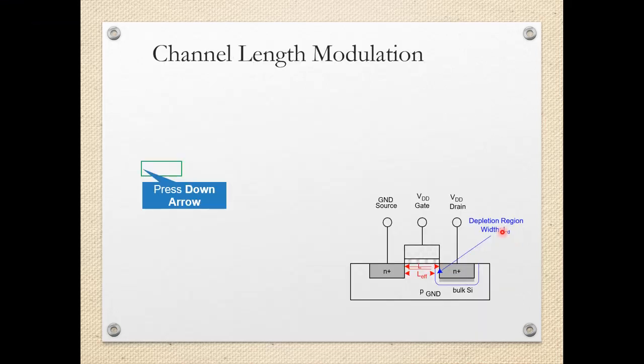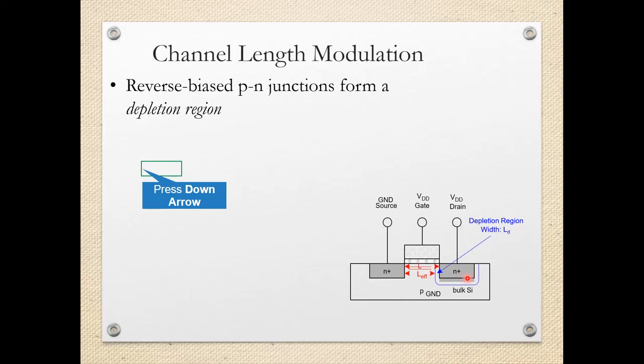I'll see the next important effect in the case of a short channel MOSFET, that is the channel length modulation. The reverse bias PN junction forms a depletion region. So you can concentrate on this diagram. This is a PN junction, this is your P substrate and this is the N plus region. There is a formation of a PN junction between these two and it is reverse biased.